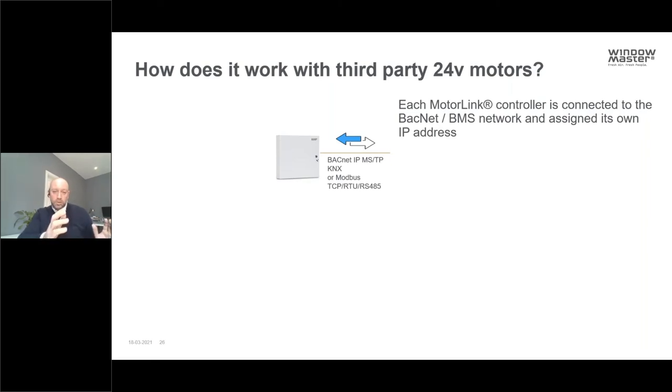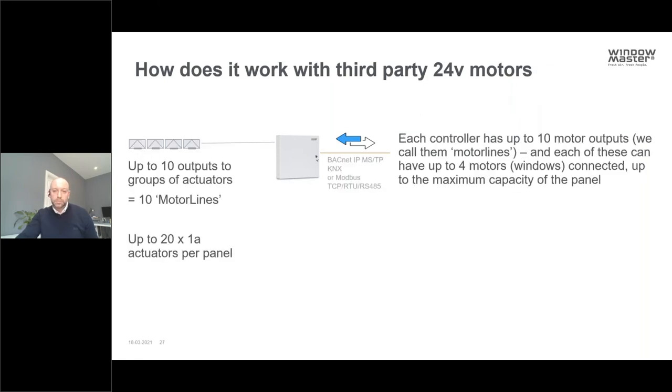So you've got any 24-volt DC motors on the windows. Each of our motor-link controllers is connected to the BMS network, and it's assigned its own BMS IP address. Each controller can have up to 10 motor outputs. We call those motor lines, and each of those would typically have up to 4 motors connected up to the maximum capacity of the panel, and our panels come in 10 amp or 20 amp versions, so you could have a single panel controlling up to 20 windows.